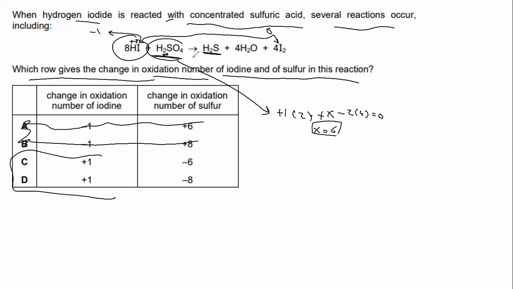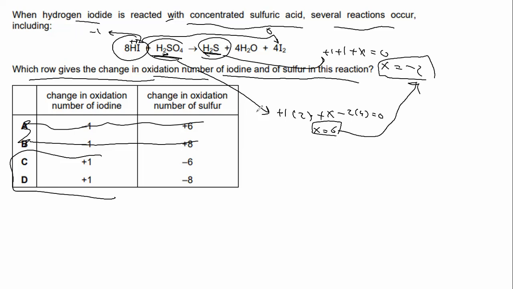And for this one, guys, S here will be -2, because hydrogen is +1, and we have another hydrogen +1, plus X equals 0. X will be -2. That's it. So we go from +6 to -2, so we have -8 oxidation number. So the correct answer is D.